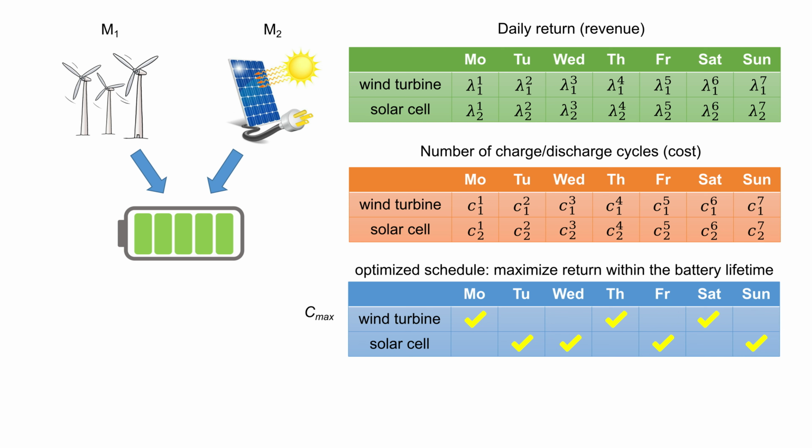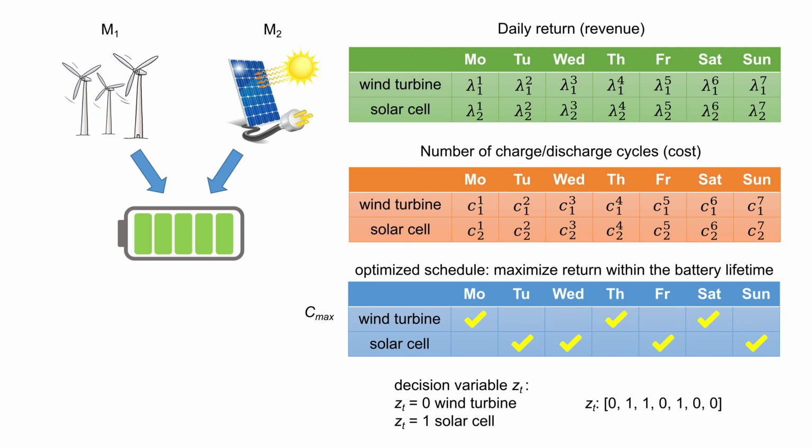Now we can formulate the combinatorial optimization problem. It is convenient to introduce a decision variable z. Z equal to 0 means that we are using a wind turbine, and z equal to 1 corresponds to the solar cell. Z array shows the schedule, which source of energy is charging the battery on which day. And this is the Z array for the schedule shown on the screen.